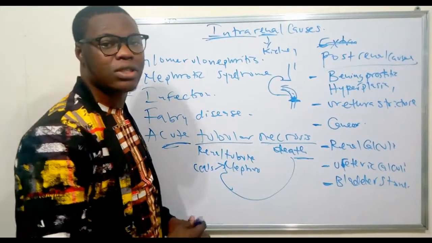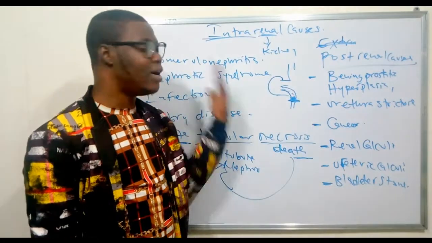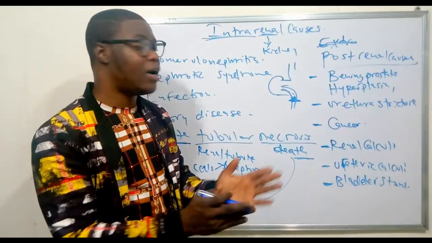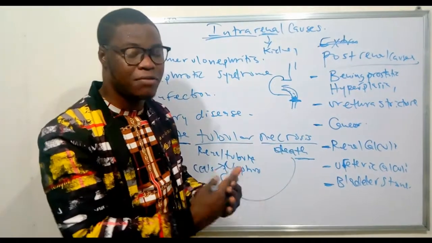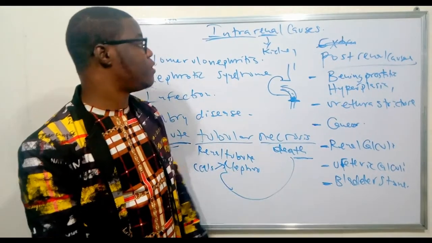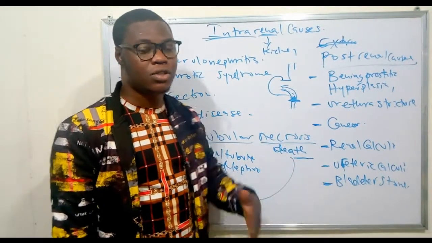So all these are what? They are postrenal causes, because they are going to bring about the backflow of urine into the kidney, and then that is going to damage the what? It's going to damage the glomerulus, the nephron of the kidney, and that is going to lead to renal failure. So after talking about this, let's go deeply into the pathophysiology now. So stay tuned.